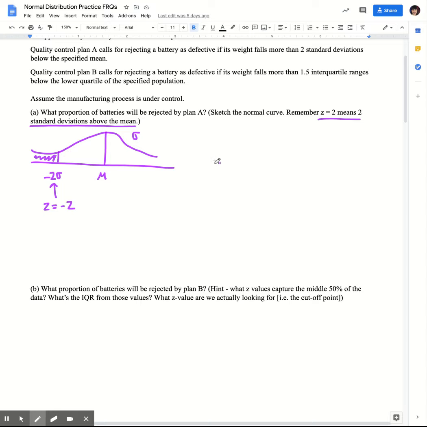So if you remember from the empirical rule, that's the 68, 95, 99.7 rule, okay? Remember that 95% of the data falls within 2 standard deviations, right? So from here, let's say here's 2 standard deviations. So from here to here is 95% of my data, which means each of my tails must have 2.5% of the data.